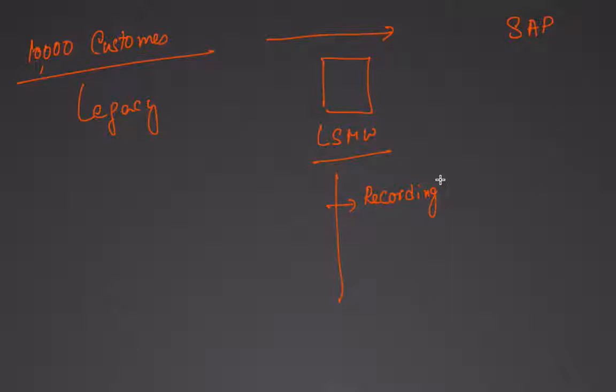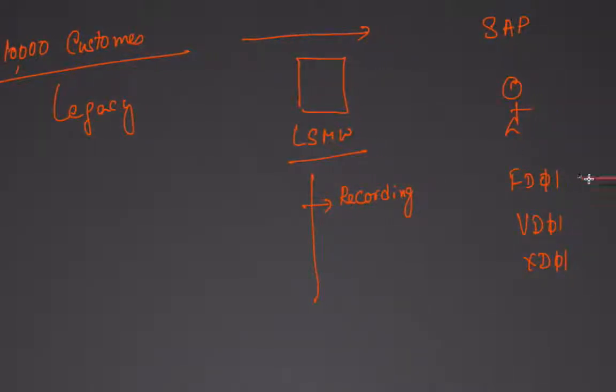And in order to do a recording, we have to understand how to actually do a transaction in the system. In this case, we are going to create these customers here in SAP. So we have to first understand how we can create a customer in the system. There are a couple of transactions, say FD01 or VD01 or XD01, but we're going to use the simplest of these, FD01, and create a customer in the system.